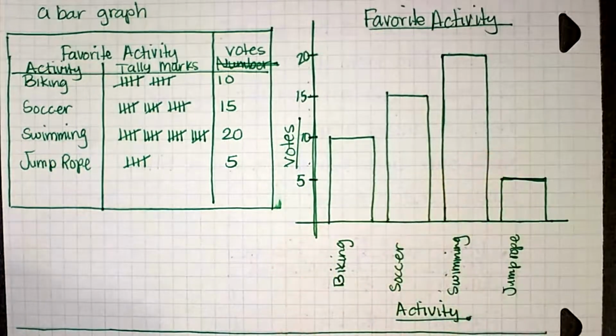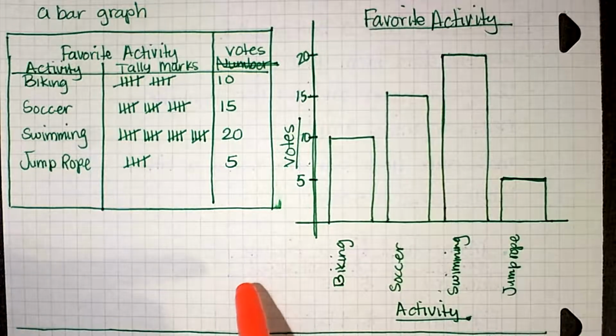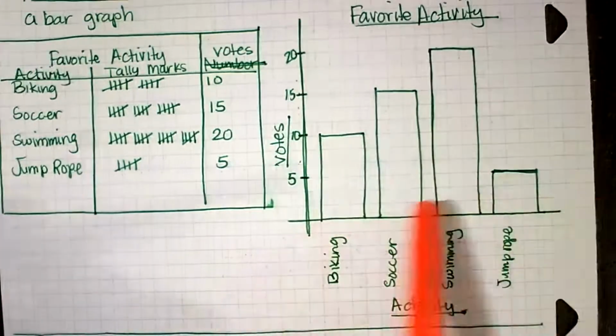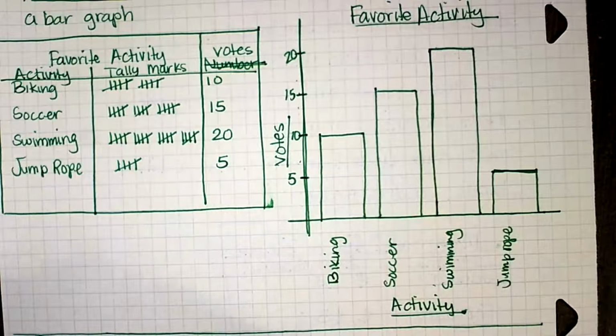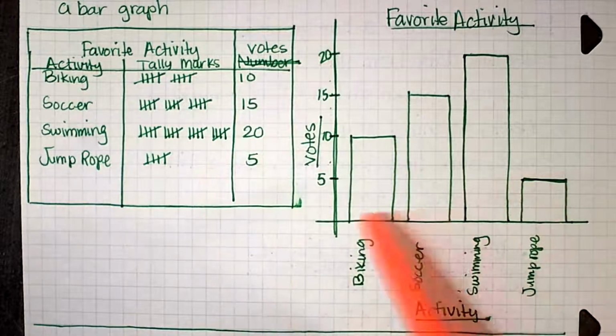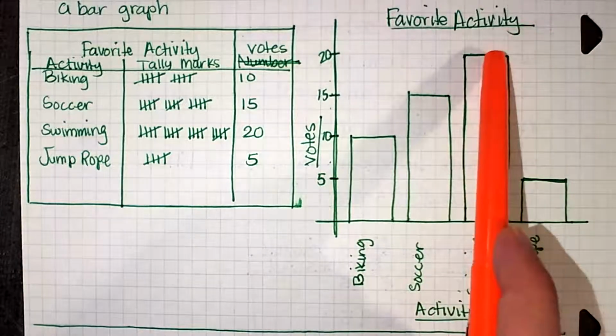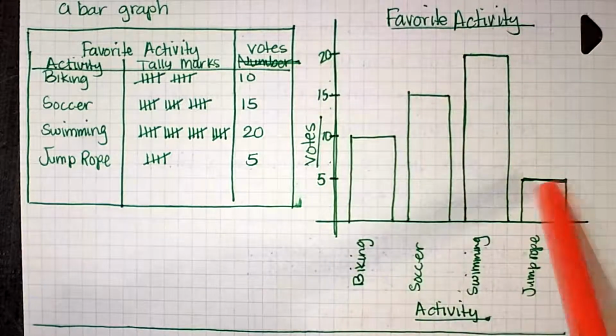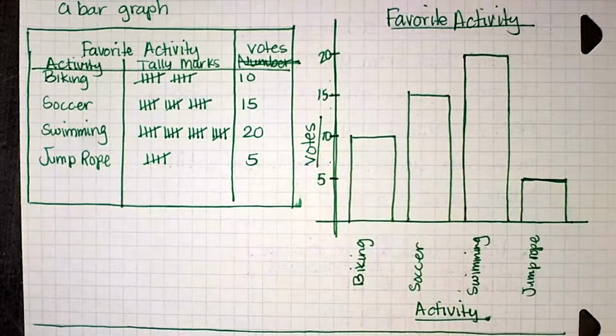Right away, you can tell which group got the least number of votes, which group got the most number of votes. So putting information into a pictograph or into a bar graph makes it a lot easier for you to look at the information and make decisions without having to look at the data too closely. So you don't have to sit and compare the numbers. If you look at a bar graph, you can see right away which one got the most. You can see right away which one got the least.